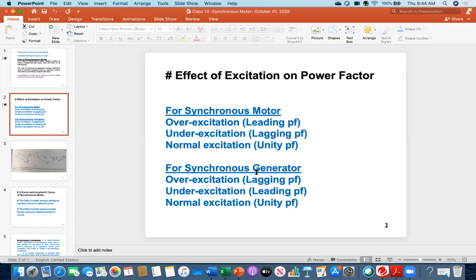But don't swap the result. I mean, don't say that this is the motor and this is the generator, because then it will be completely wrong. This is very confusing, but still you have to remember it. Now I am going to explain why, in the case of the synchronous motor, we get this conclusion: leading power factor over-excitation, lagging power factor under-excitation, and unity power factor normal excitation. So let's go to the whiteboard.